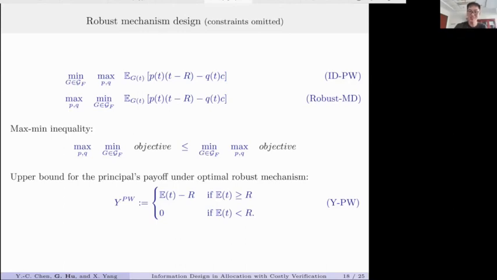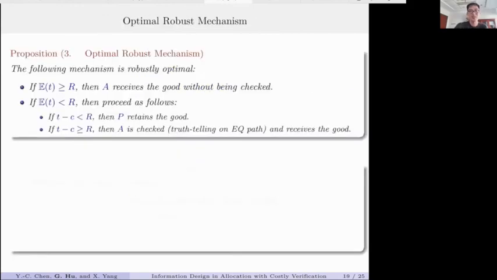If the mean is greater than the reservation value, then allocate the good. Otherwise, do not allocate the good. This is a mechanism, and it's robust. It doesn't depend on the details of the distribution. And it turns out to be the optimal robust mechanism. So here is the formal result.